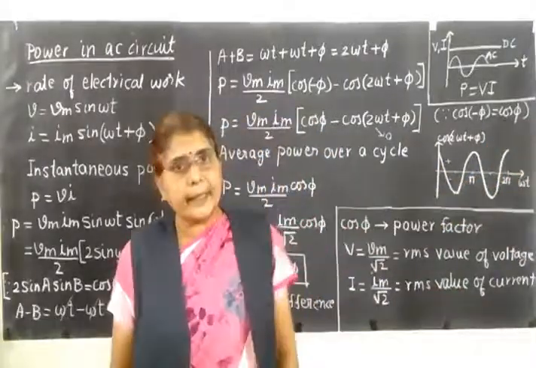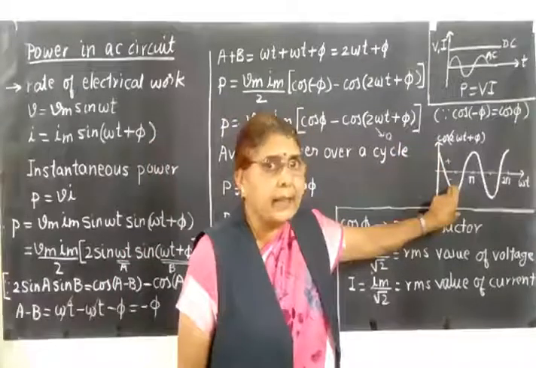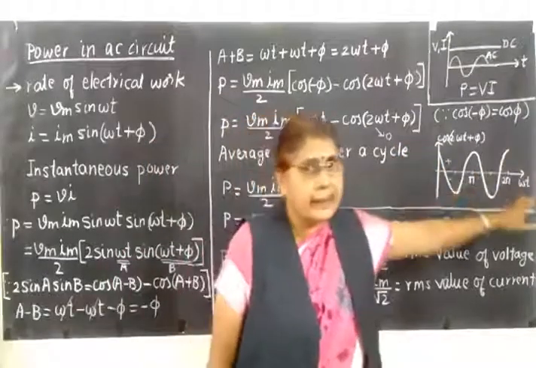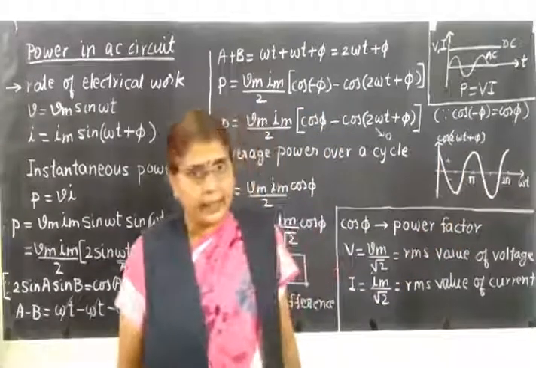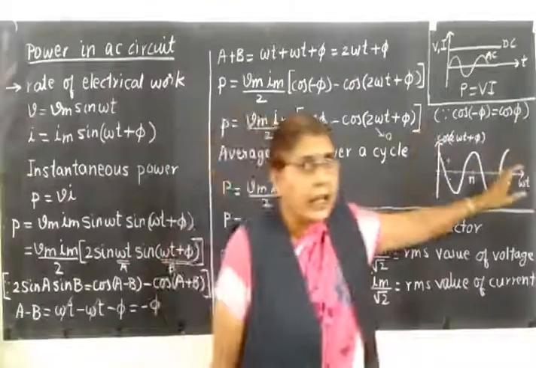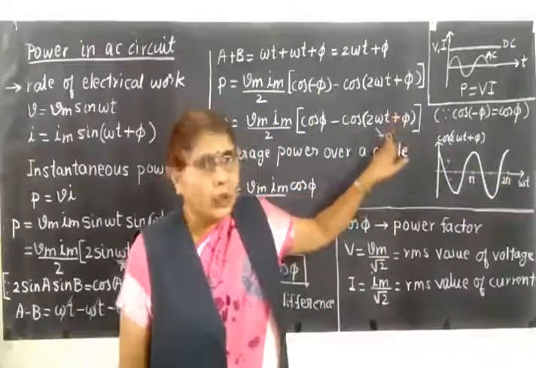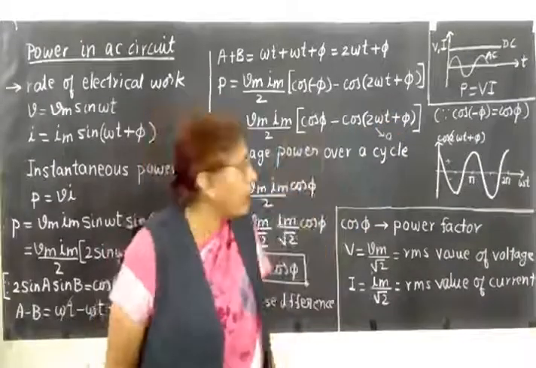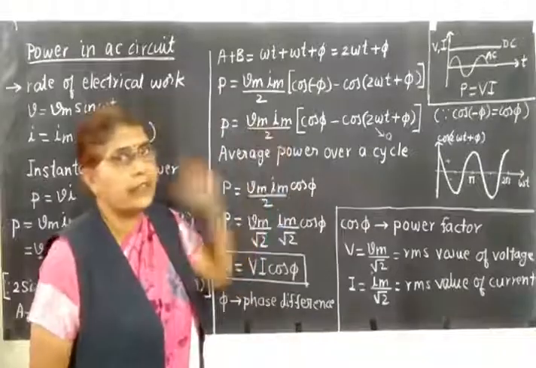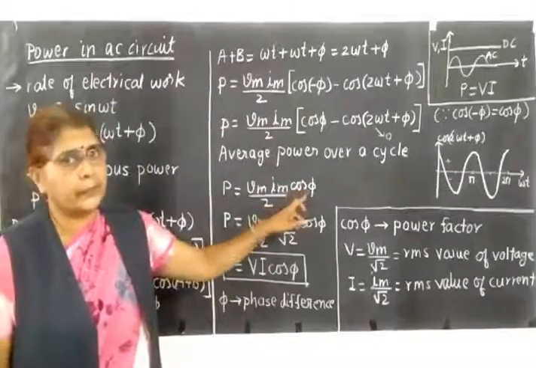So what do you find here? The positive values are always cancelled by the negative values for one complete cycle. So positive and negative values cancel out in turn. Therefore, the average value of cos of 2 omega t plus phi is equal to 0. So this term tends to be 0, and we are left with only the first term. What is the first term? Vm Im upon 2 into cos phi.